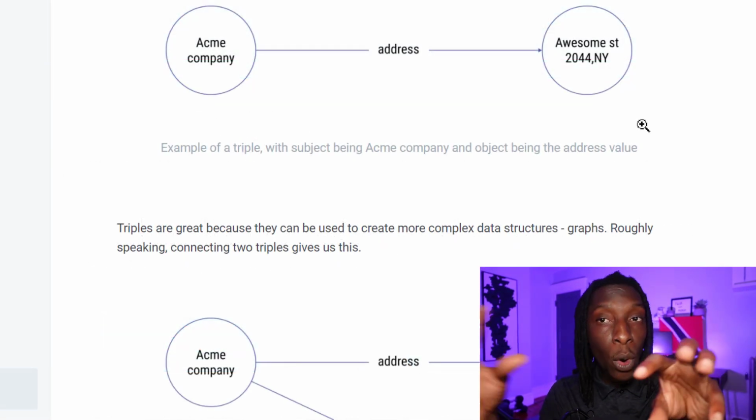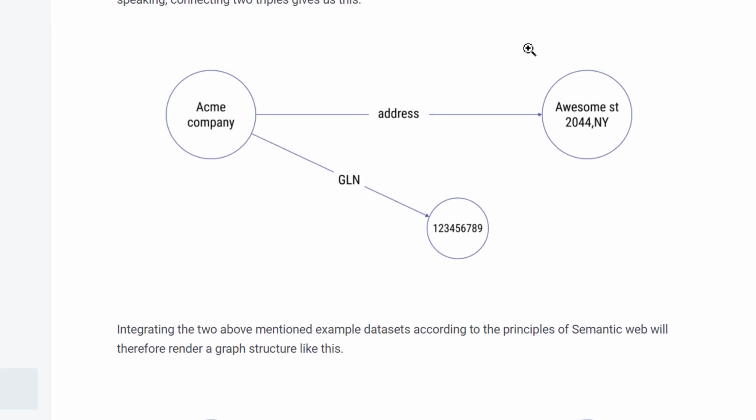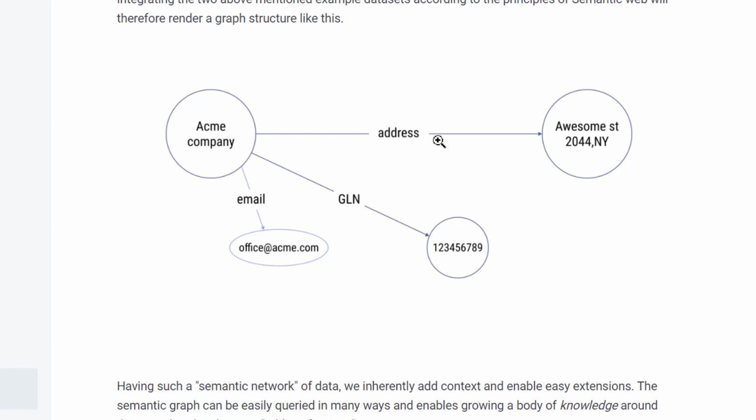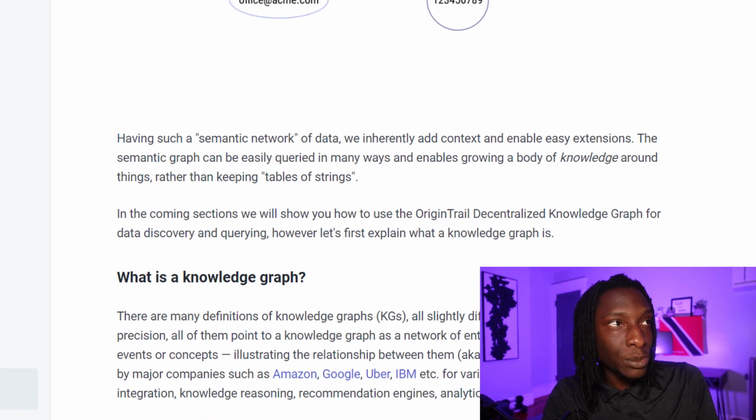As you begin to add more and more objects to your subject, connected by more and more predicates, what you start seeing is a graph-like structure begin to appear. So this entity has the address of this address. This entity has the global location number of this number. This entity has the email address of this email. And you could continue to expand this infinitely in multiple directions. As you add more and more of these connectors, you start seeing a graph-like structure appear, and that's where we start talking about the concept of knowledge graphs.